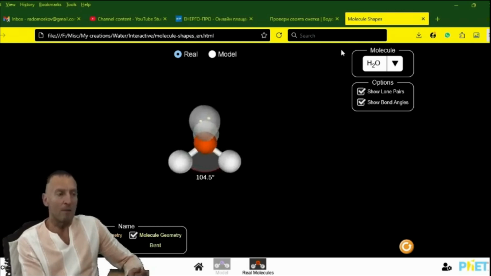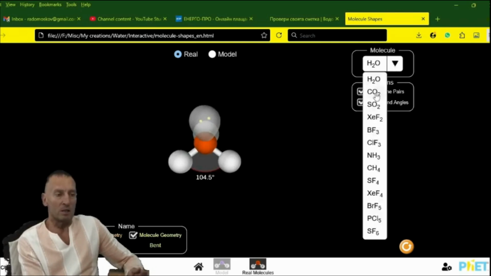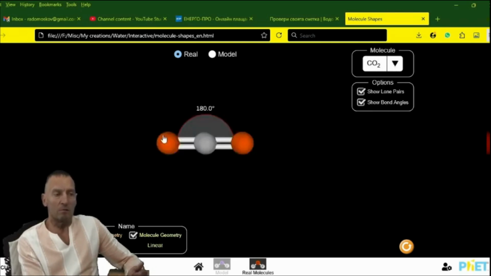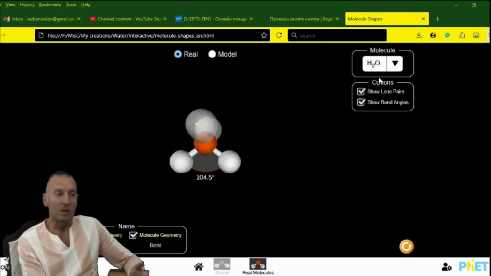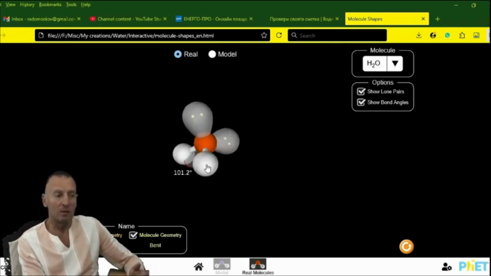While you can see the carbon dioxide is not bent, it's 180 degrees, and this is why carbon dioxide is a gas, but water is liquid at normal temperature. Look at it.